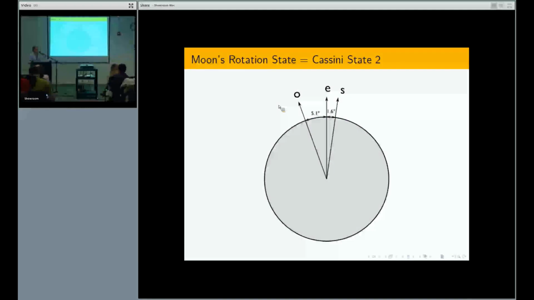So the moon is in Cassini state 2, which means that these three vectors shown up here are coplanar and precess together with an 18-year period. And so you can see here that this is the normal to the orbit, this is the normal to the ecliptic, and this is the spin axis of the moon. So they're offset by this constant amount from each other and precess together.